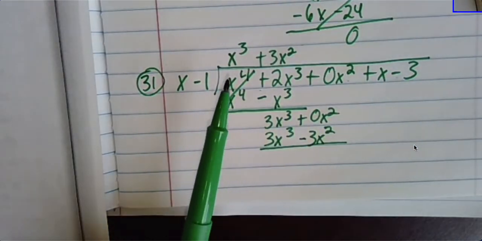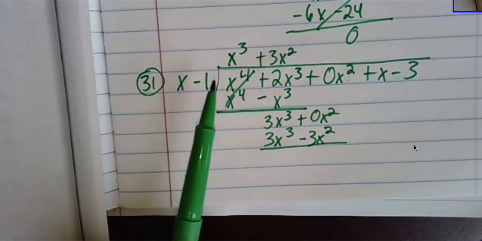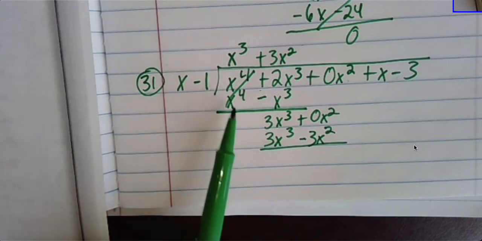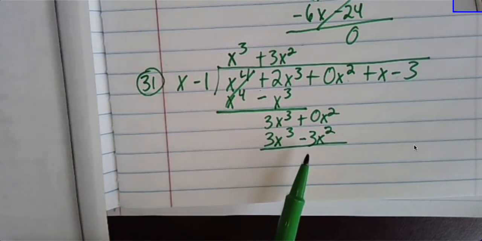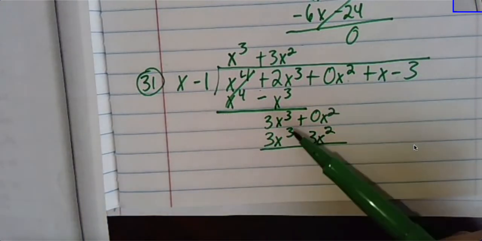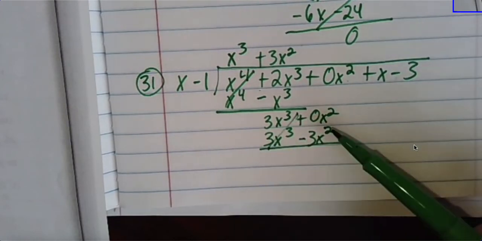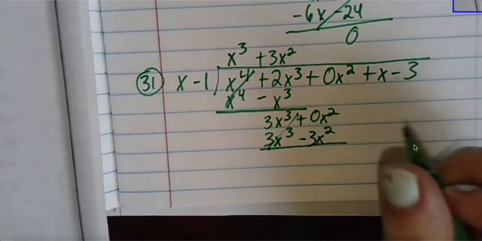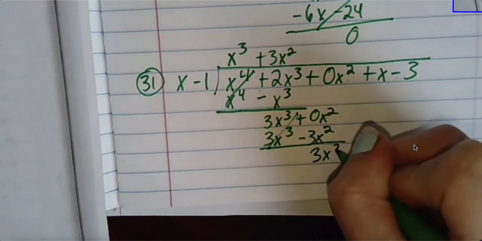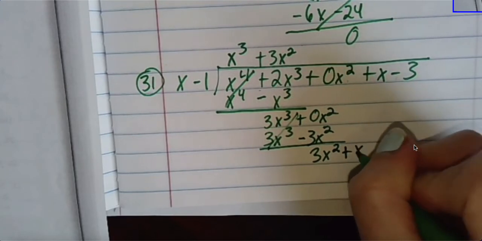Anybody have a question on that? I just distributed. And then you take this times x, subtract this times negative 1. And now, be careful with the subtractions. Yes, these cancel out. What is 0 minus negative 3? 3. So we have 3x squared and bring down our x.